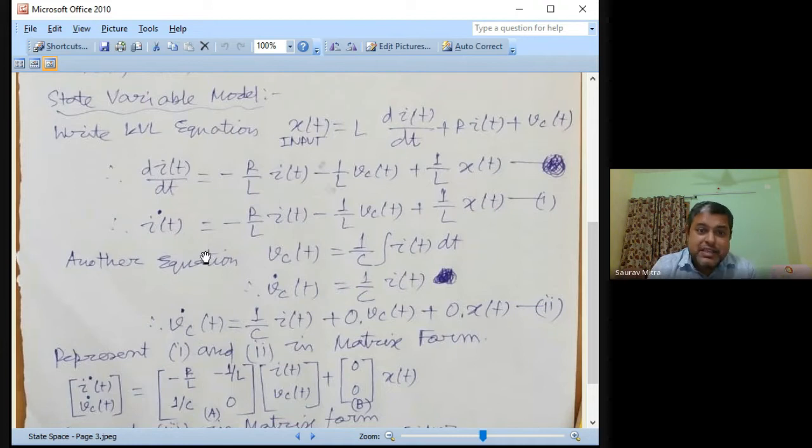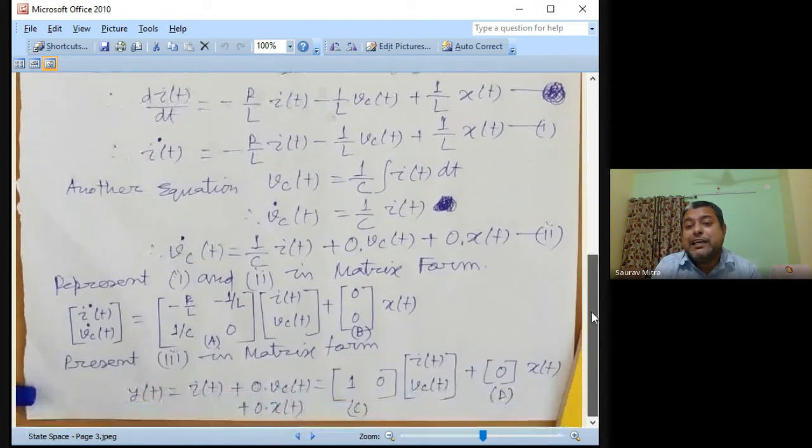That means the first state variable differentiation is equal to some coefficient of the first state variable plus some coefficient of the second state variable plus some coefficient of input. The second state variable differential equation is equal to some coefficient of the first state variable plus some coefficient of the second state variable plus some coefficient of input. Now these equations 1 and 2 we will write in terms of matrix. How to write that? This is called x dot t, or this is called q dot t. What is q? q is nothing but the matrix of state variables.